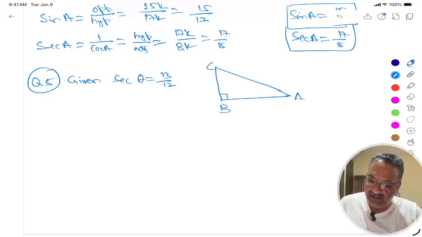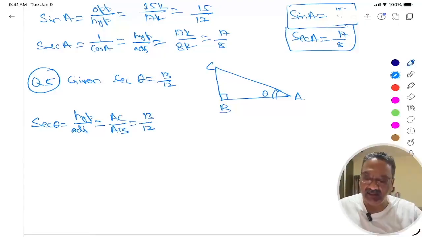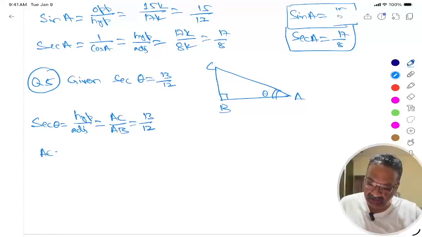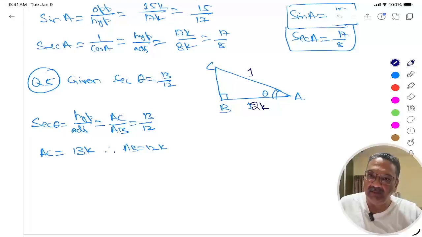ABC, right angled at B. I will call this theta. So what will be secant theta? Secant theta is nothing but hypotenuse by adjacent. What is the hypotenuse here? AC by adjacent AB, which is equal to 13 by 12. So I will call AC, the hypotenuse, 13K, and therefore AB will be 12K.